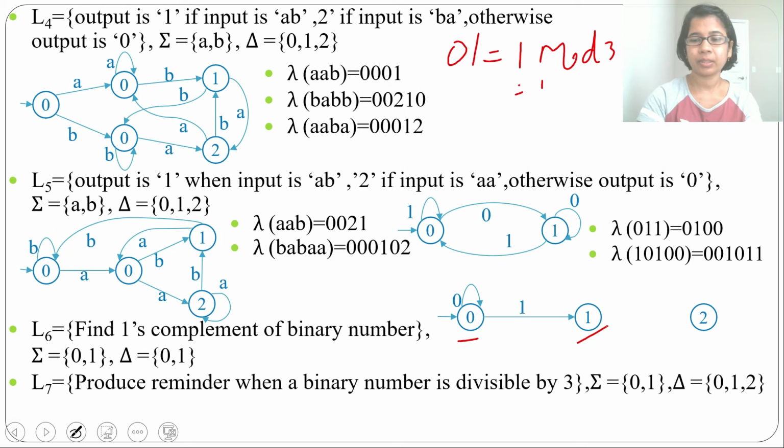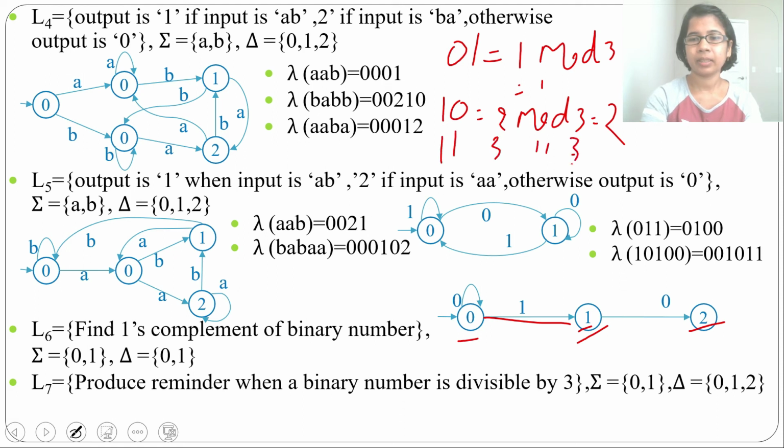How do we reach this state? We reach it by 1. So for 0, the transition is 1, 0. 1, 0 in binary is 2. 2 mod 3, that will be 2. So from this state by 0, it will go to this state with output 2. Then for 1, 1, 1, that is 3. 3 mod 3, that is 0. So for the 1 transition, it will come to the initial state.